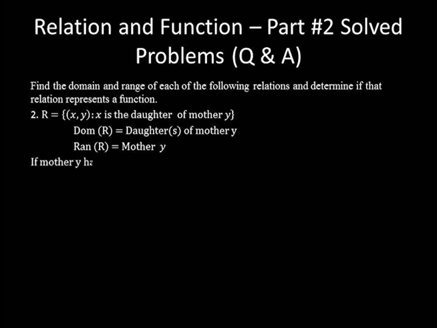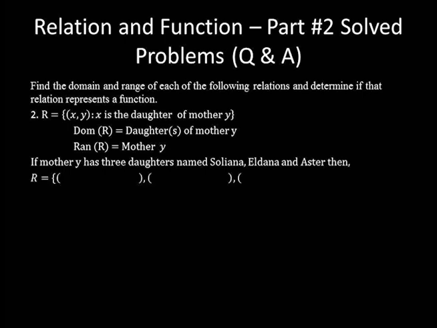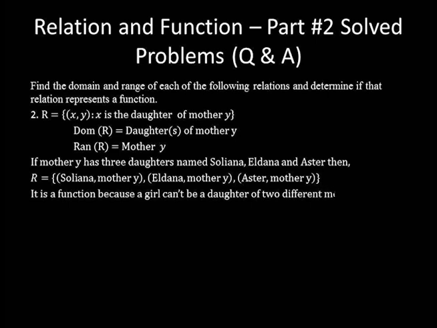If mother y has three daughters named Soliana, Eldana and Aster, then the relation can be expressed as a set of ordered pairs by mentioning daughters in place of x and mother y in place of y. Soliana, mother y, Eldana, mother y, and Aster, mother y. As we can see here, the input or the daughter can't relate with two different mothers. Thus, this relation is a function because a girl can't be a daughter of two or more mothers. Here, when we say mother, we mean biological mother.